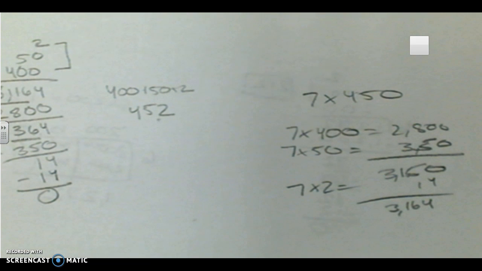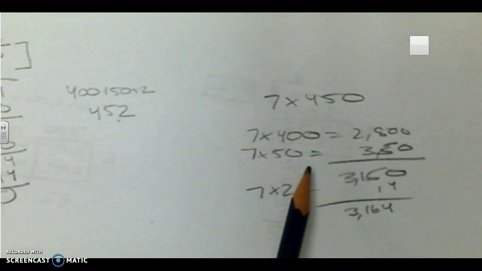Expanded notation is very similar to the standard algorithm, except you're finding partial quotients, and you're looking in the place values. And using our different strategies for multiplication is a great way to check your work.